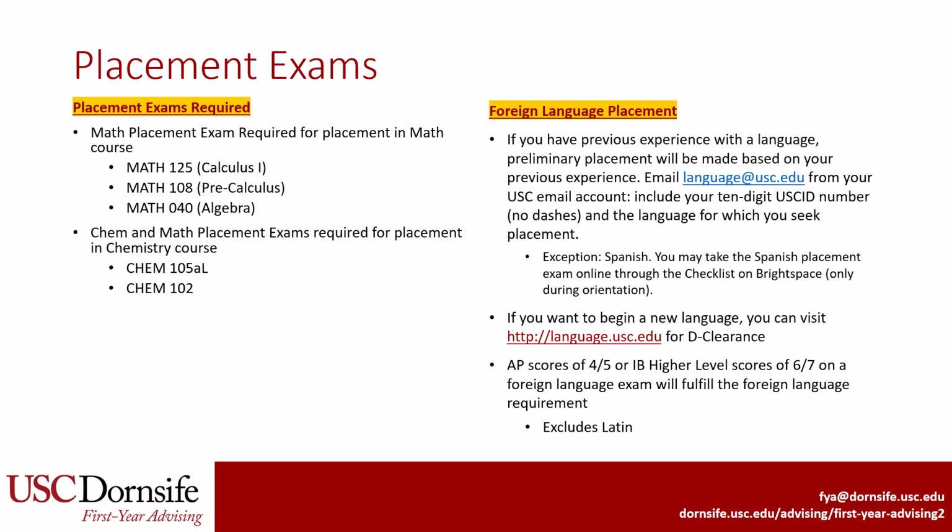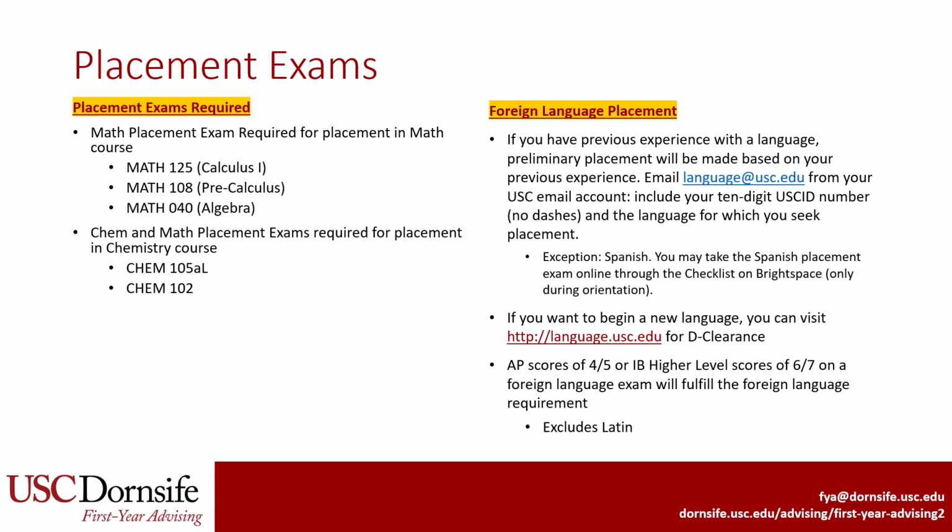All Dornsife students are required to fulfill level 3 of a foreign language. If you have an AP score of 4 or 5 besides Latin, or an IB higher level score of 6 or 7, you will satisfy the foreign language requirement. If you are fluent in a language, you may take a competency exam to satisfy the foreign language requirement. If you're an international student, you might be exempt from the requirement.